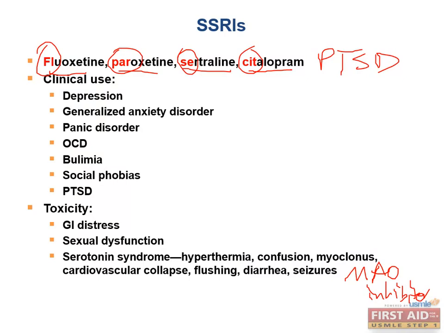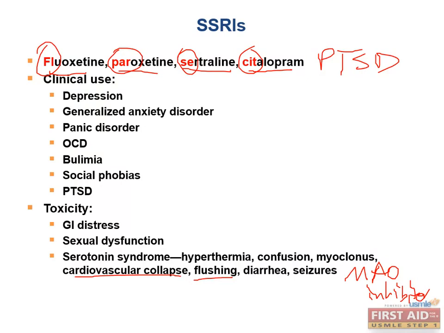Now, the first half of these symptoms may sound pretty familiar, particularly the hyperthermia and muscle rigidity, also known as myoclonus. And what does that sound like? You guessed it, it sounds like neuroleptic malignant syndrome. But what will clue you in to serotonin syndrome is the vasodilatory effects, seen here as flushing. And that flushing and also the cardiovascular collapse is the clue for serotonin syndrome.